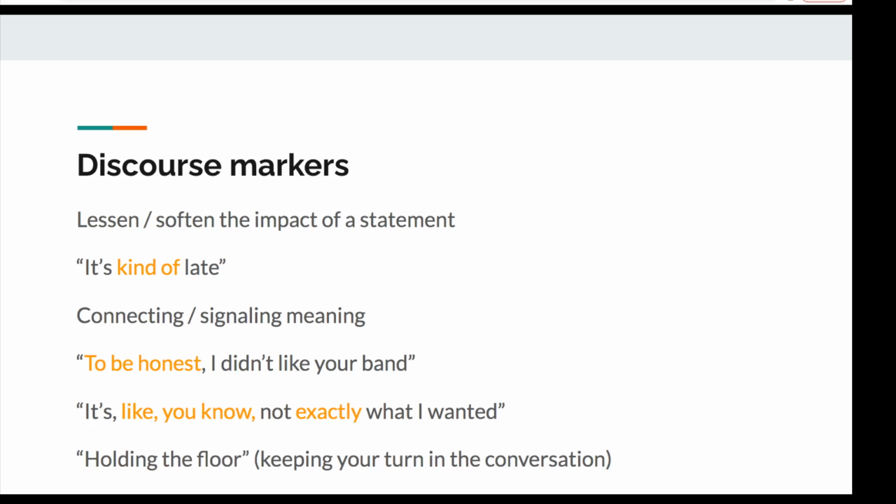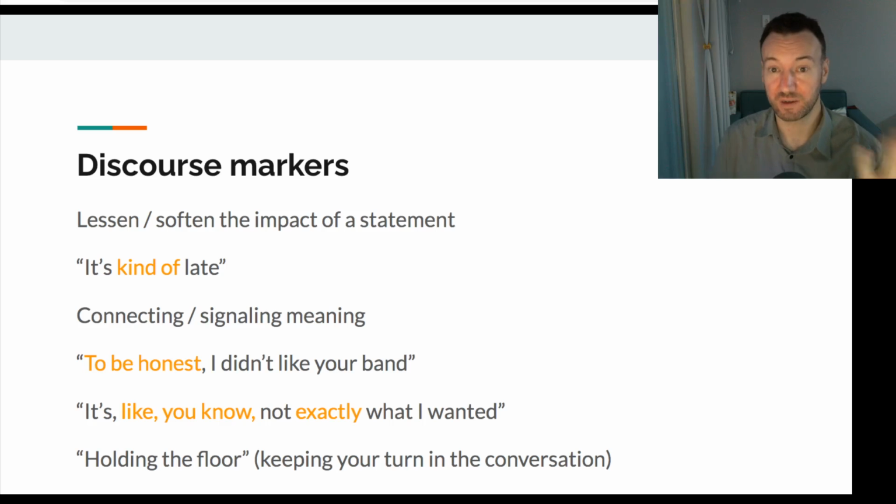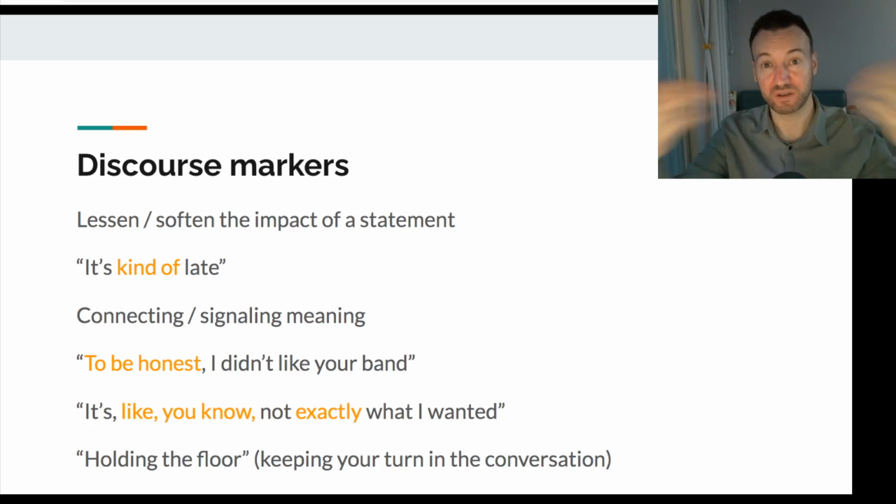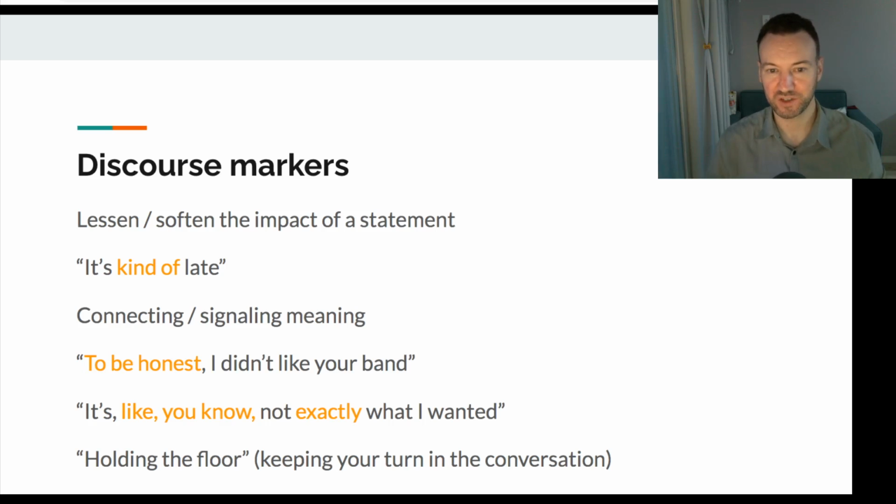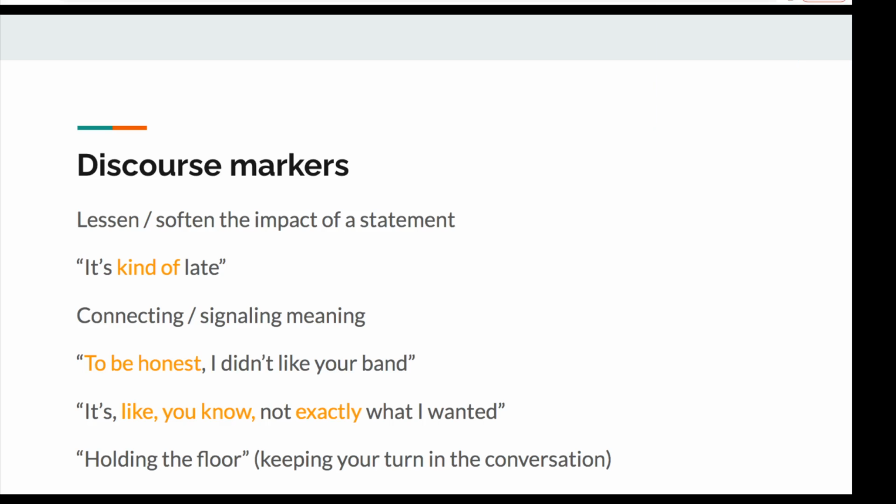It's keeping your turn in the conversation. So while the person thinks about saying not what I wanted, they're adding in these discourse markers to stop the other person interrupting. So instead of it's not exactly what I wanted, somebody could interrupt at that point before you've finished. So it's like, not exactly what I wanted. You're just holding your turn in the conversation.